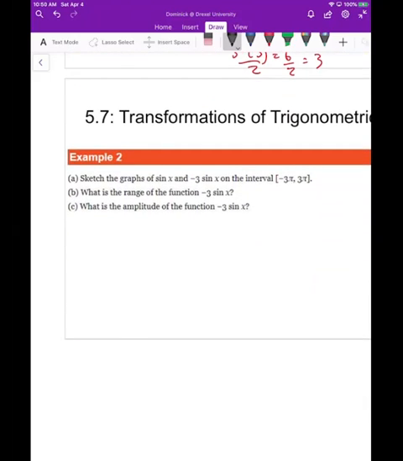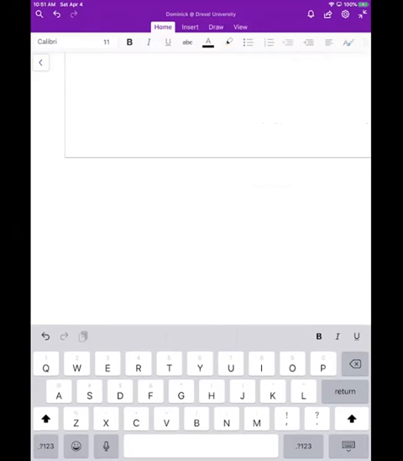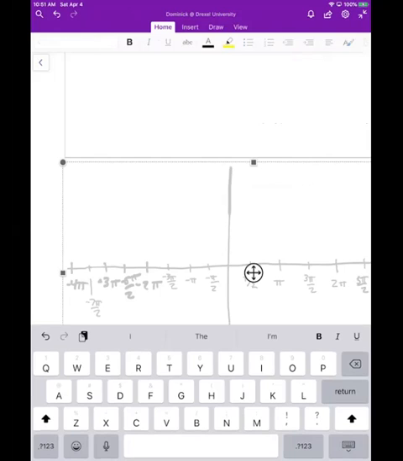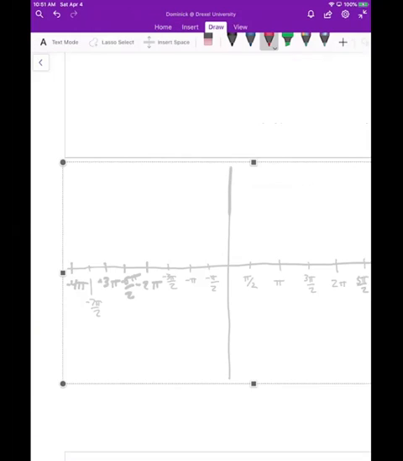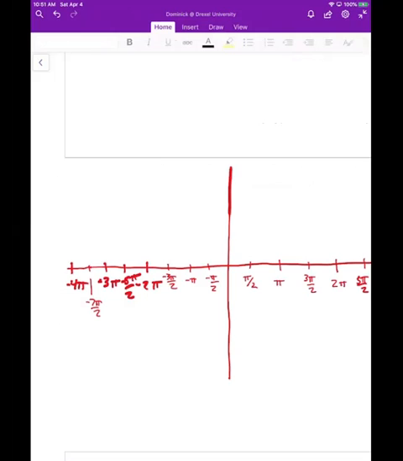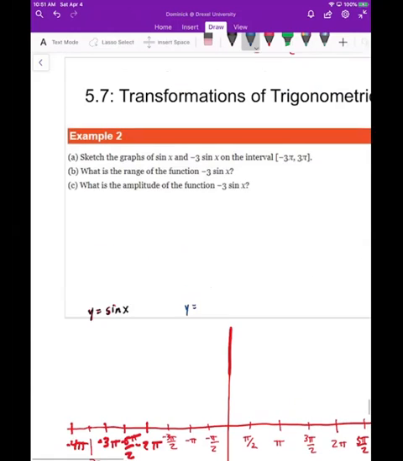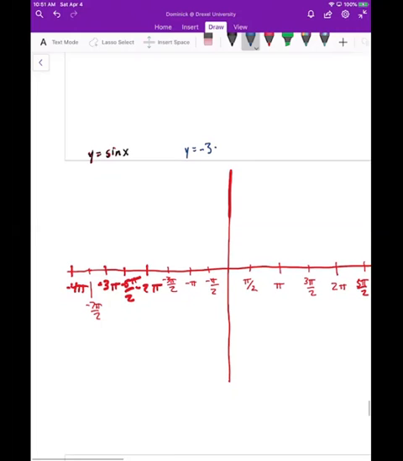Okay, now let's see what happens to sine of x and -3 sine of x. So let's copy the graph again, and paste that. Okay, now we have our graph, and we want to look at y equals sine of x. I just changed my color of the graph there, that's okay. So we'll do sine x in black, and then we'll look at y equals, I think it was -3 sine x, right? Yeah, -3 sine x.